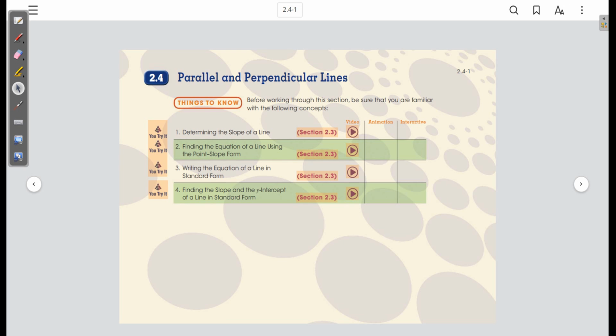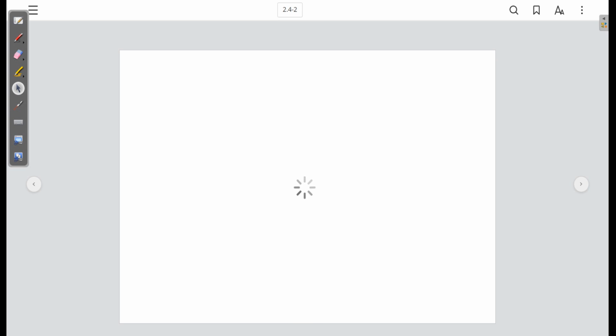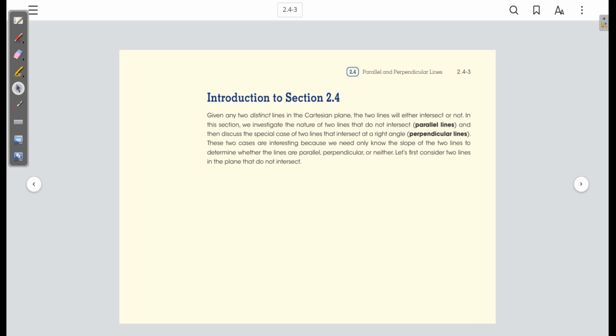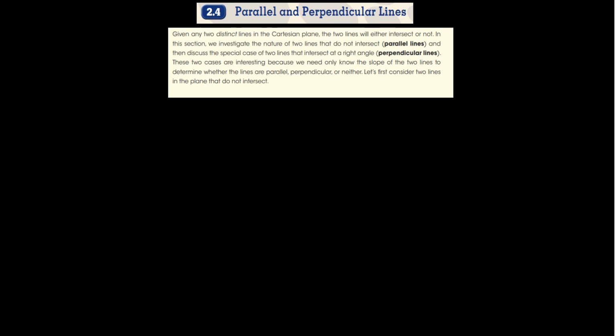Okay, today we're talking about section 4 of chapter 2, parallel and perpendicular lines. Alright, so this reads, given any two distinct lines in the Cartesian plane, the two lines will either intersect or not. In this section, we investigate the nature of the two lines that do not intersect, parallel lines, and then discuss the special cases of two lines that intersect at a right angle.